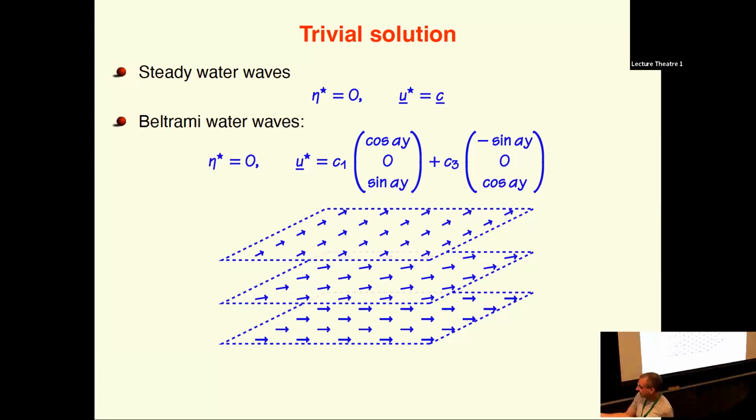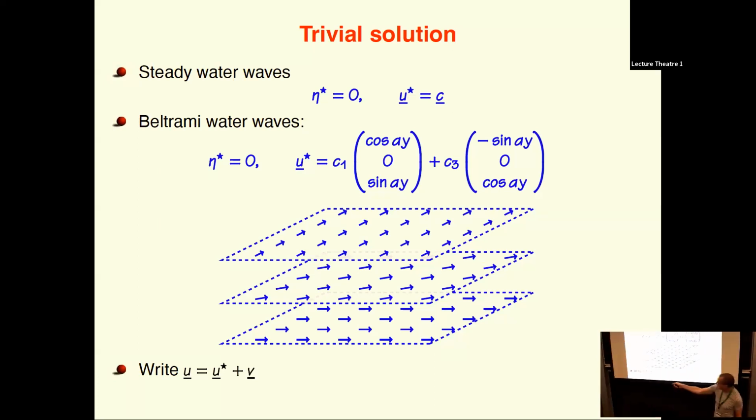Okay, so very good. And again, what I'm going to do then is to write my flow as a perturbation of the trivial flow, as always. So V will be the displacement relative to these, and V will be small then.